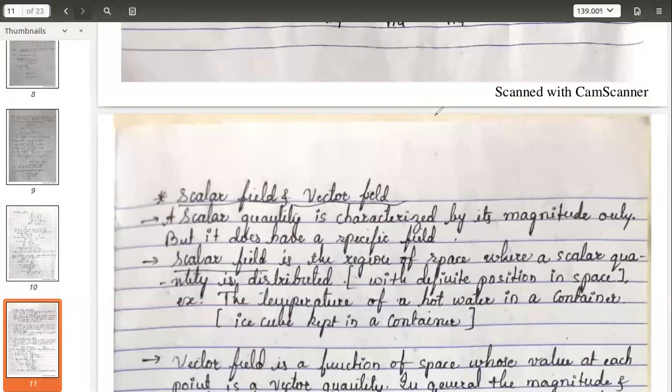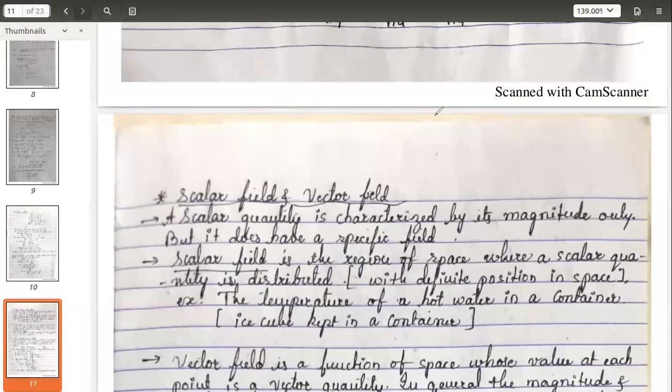For example, I had told you temperature, or length, or the height of your body. You cannot say that your height is 5 feet 3 inches in this direction. You cannot give any direction to your height. Similarly, the length of any particular material. So direction you will not specify in scalars. But in case of vectors, direction is very important.